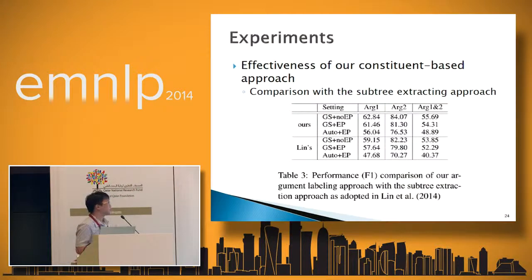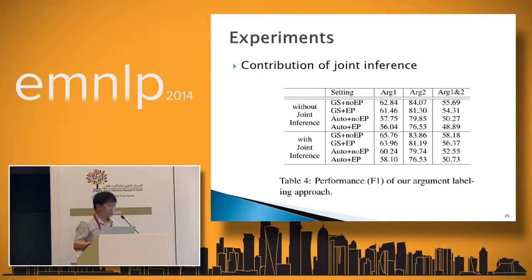For the second experiment, we compare our result to the subtree extracting approach proposed in Lin et al. And similarly, we also obtain higher performance than their approach. And this is our experiment with using joint inference. We get some improvement after incorporating our joint inference approach.